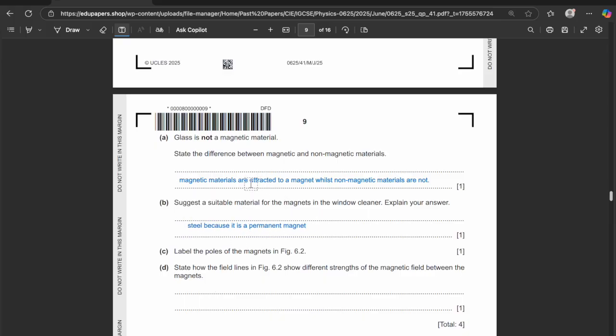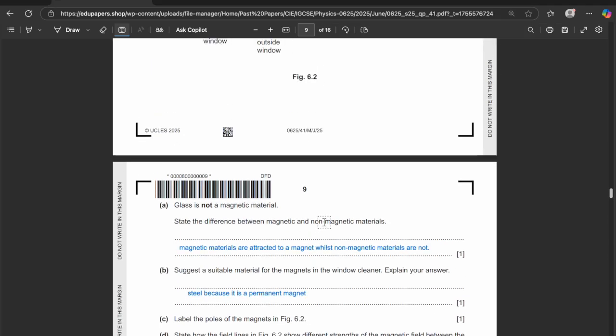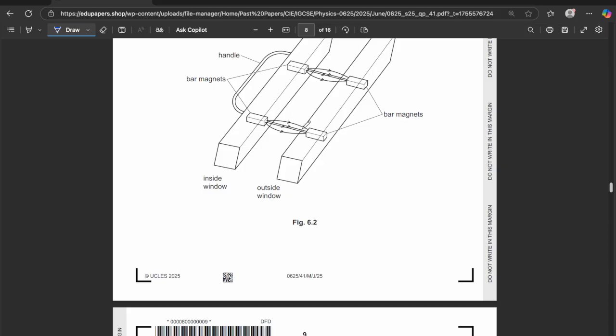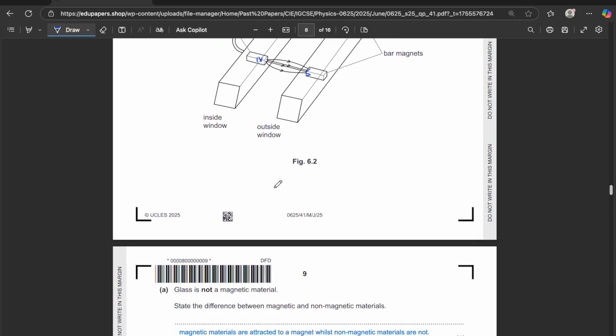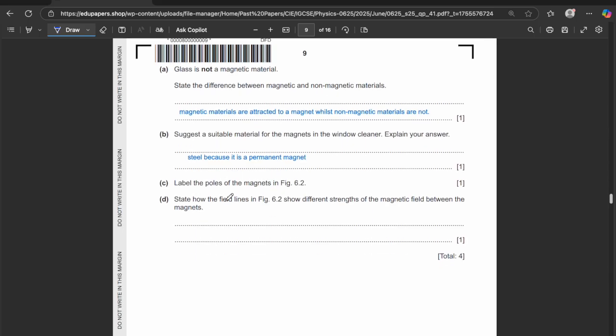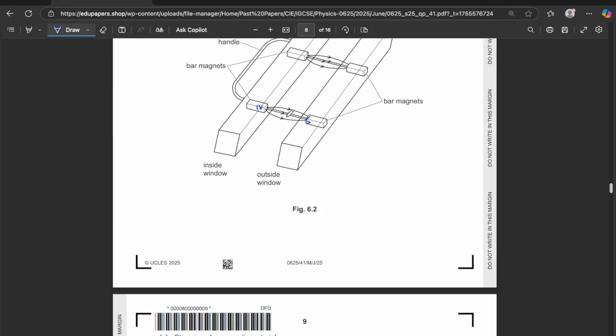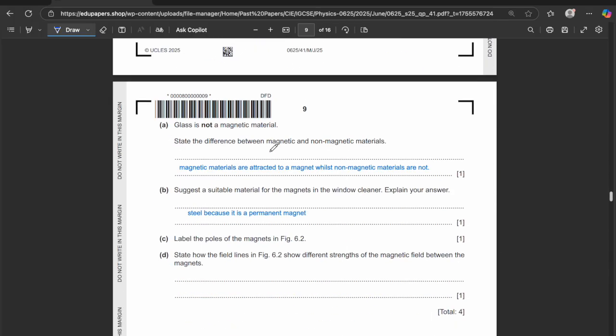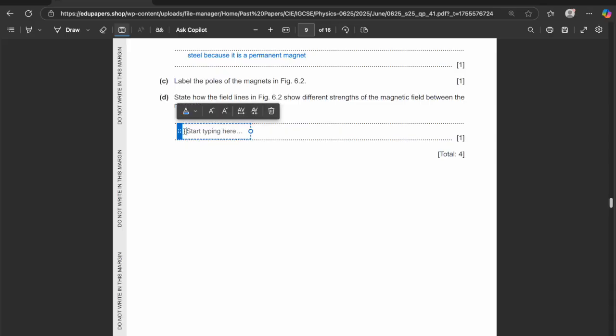C, label the poles of the magnet in figure 6.2. So we know that the field always goes out from north to south. D, state how the field lines in figure 6.2 show different strengths of the magnetic field between the magnets. So here you see that those lines are closer together, and it will indicate that the strength is stronger. So if the field lines are closer together, the strength of the magnetic field is larger.